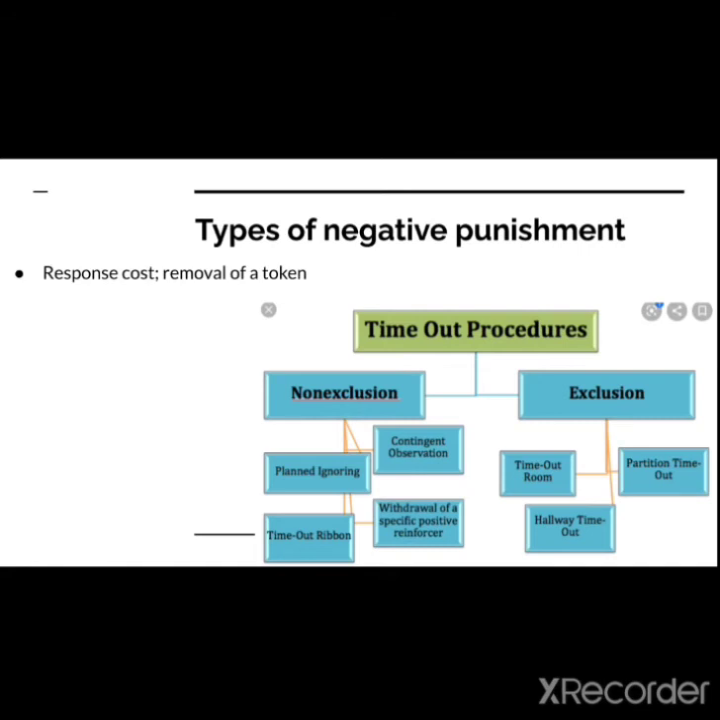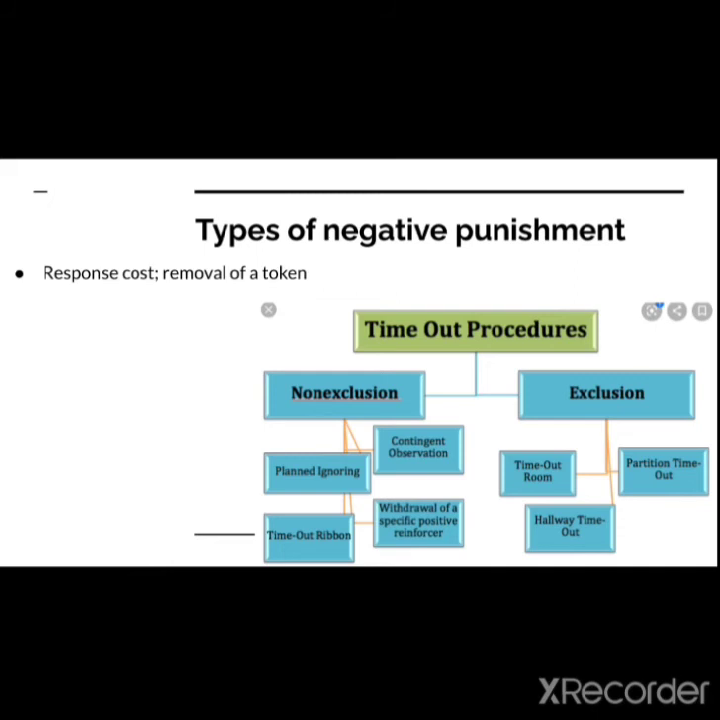And then we have the timeout ribbon. An individual is going to be wearing a ribbon. This means that they can receive reinforcement. So remember, wearing ribbon equals reinforcement. If they're not wearing a ribbon, they're not receiving reinforcement. So you're going to withdraw positive reinforcers for all of these.